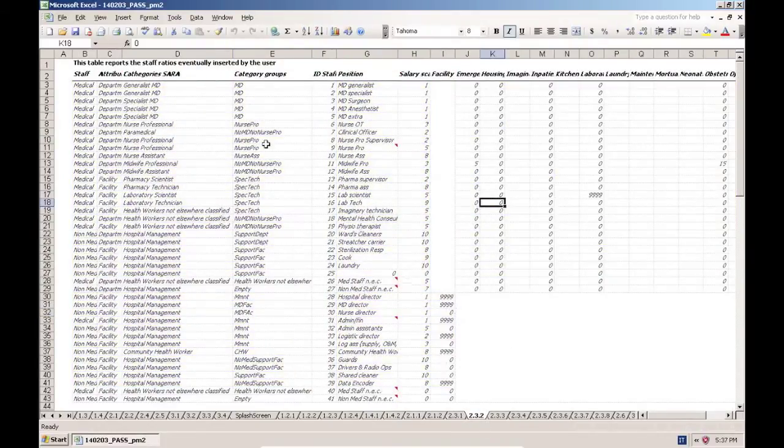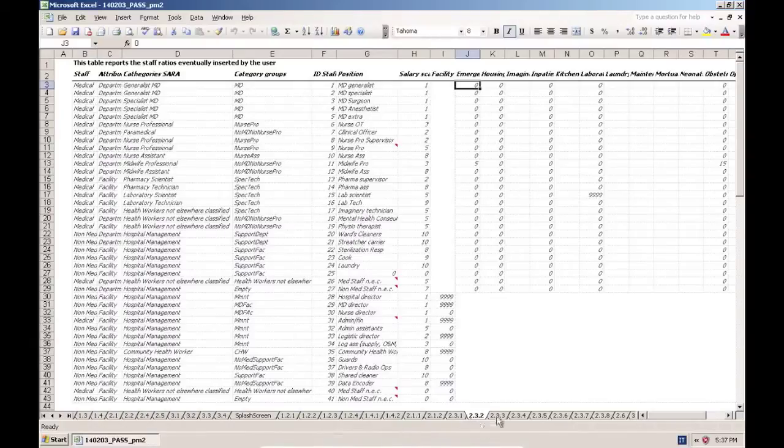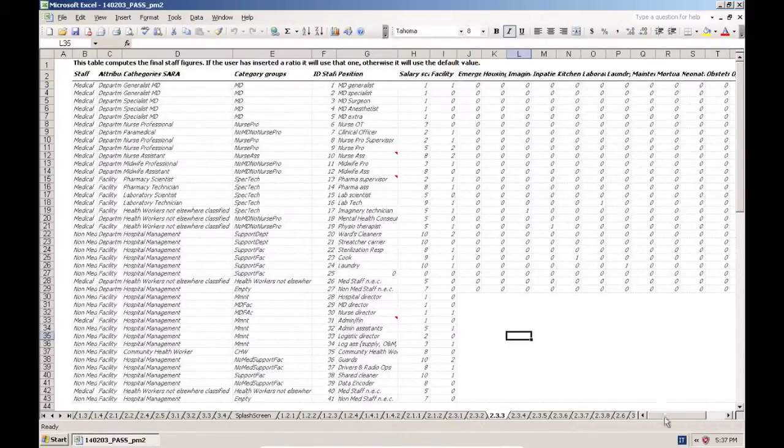This is a very similar table. You see that all these cells are just copied from the previous one, and in these cells, PASS stores the user inputs. So if you decide, for example, that you want a different ratio or you want to exclude a position, as we did in certain cases, PASS will store the information provided by the user here. As you can see, it's all white cells. Therefore, there is no activity. It's not allowed to change anything.